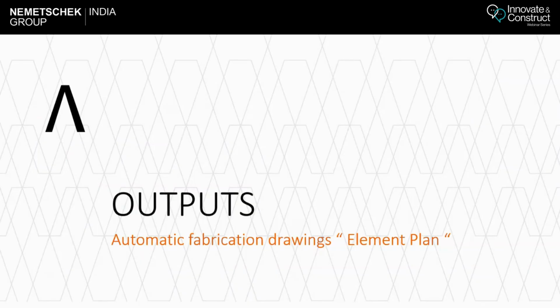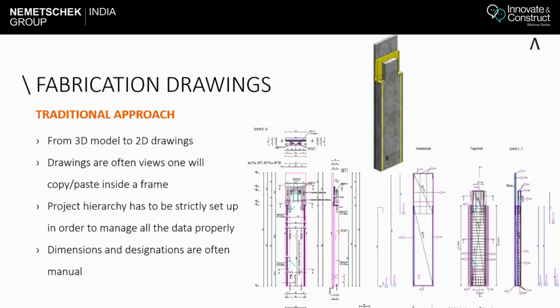Once my model is created and my drawing is created, the next step is putting this into an output format, right? Because the thing that goes to the factory or to site is the drawings. Once the modeling and drawing production is done, the next part is the fabrication. Here I'll be talking about the drawings. Drawings are created from the 3D model. Drawings are basically the views that are created. Dimensions and designations are often manual. This is the traditional approach.